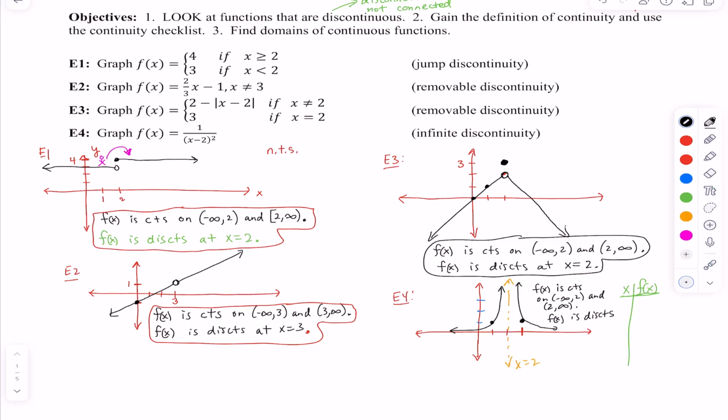This time, this is not a removable discontinuity. This is not a jump discontinuity. This is actually an infinite discontinuity. You could say infinite discontinuity, or you could say asymptotic discontinuity. And so there are examples of discontinuous functions, where the functions are mostly continuous everywhere except at a very specific x value.